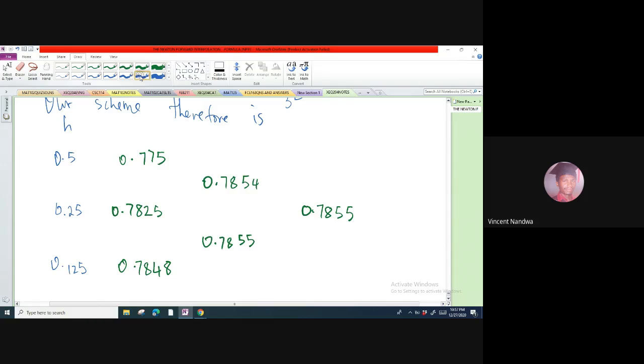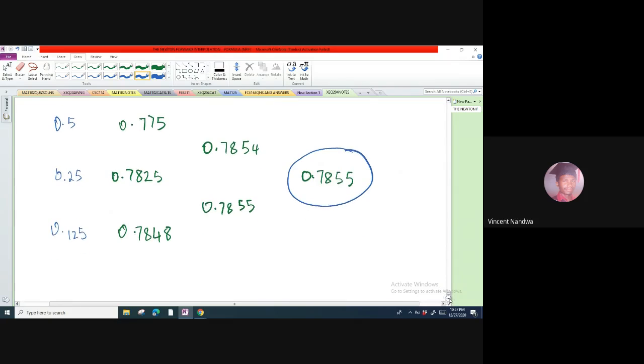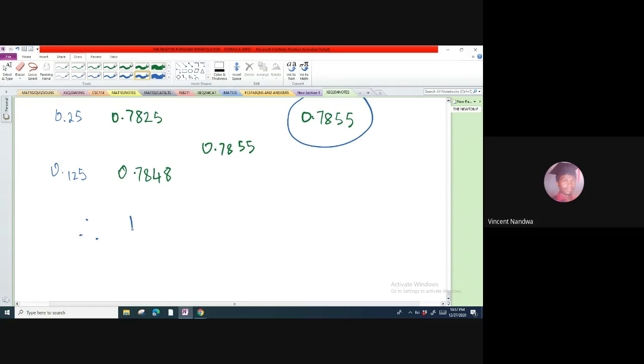Now, because these two values are the same, therefore our integral is approximately given by this value. So therefore, the value of the integral is 0.7855, to the nearest 4 decimal places. So we do the second example.